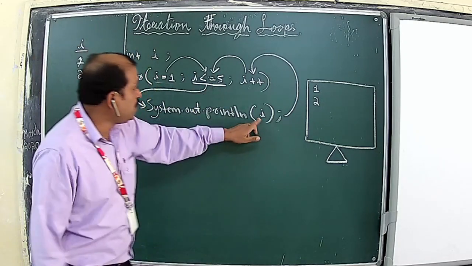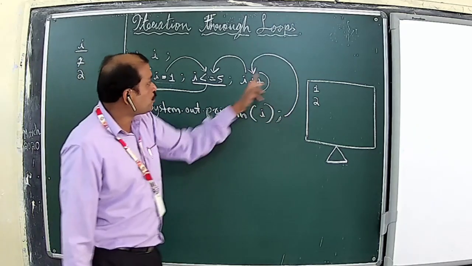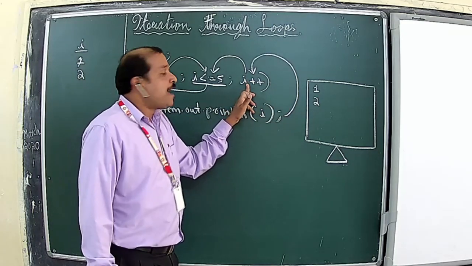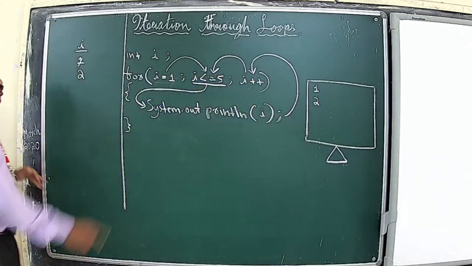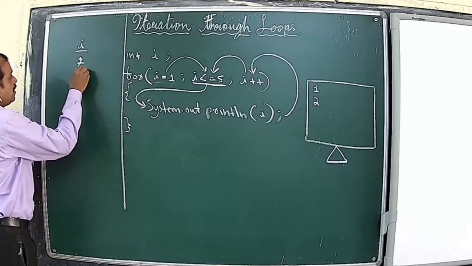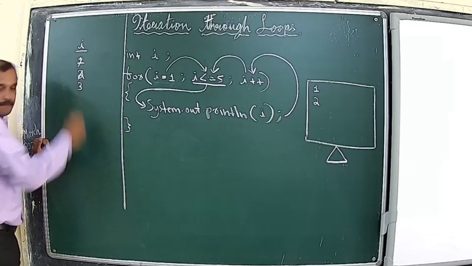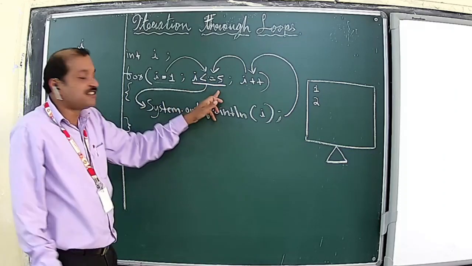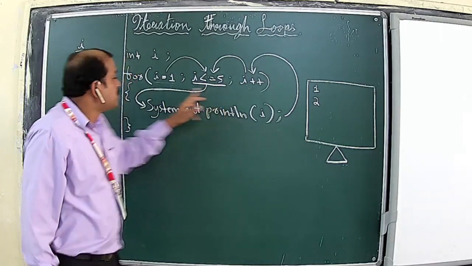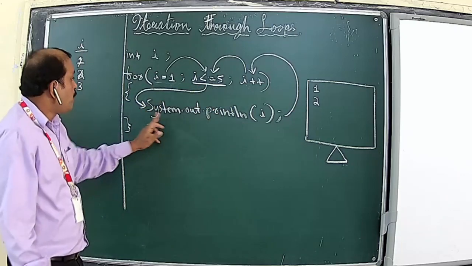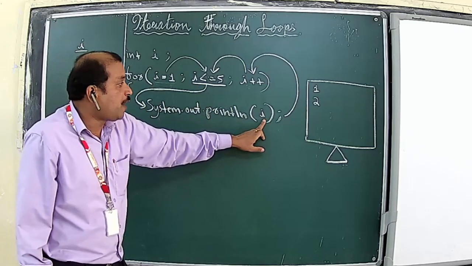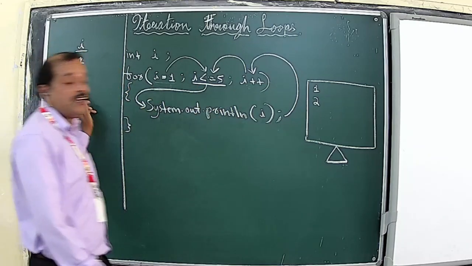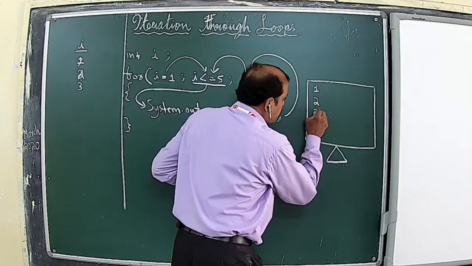Definitely, after printing the value of i, it will proceed to the update expression. As long as this i++ is executed, the value of i will become 3. After that, again the test expression will be tested: 3 is less than or equal to 5, which is true. So the loop body will be executed again. The value of i will be printed, which is presently 3. So 3 will be printed again.